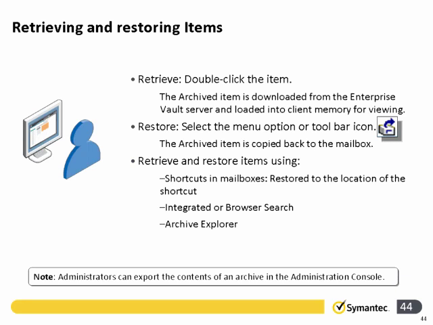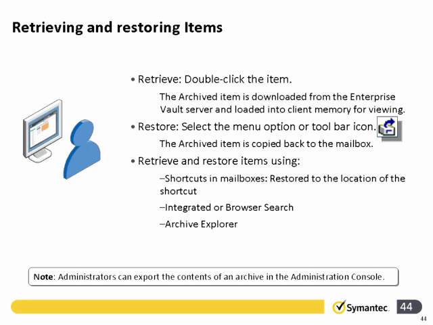Now, one of the other things that can happen, though, is if you do perform a restore of a particular item and re-archive it, that can cause problems, and we'll be looking at that in just a moment. But when you do retrieve the items, you can use shortcuts to retrieve the items. You can use either the integrated or browser search to retrieve the items, and you can also use the Archive Explorer.